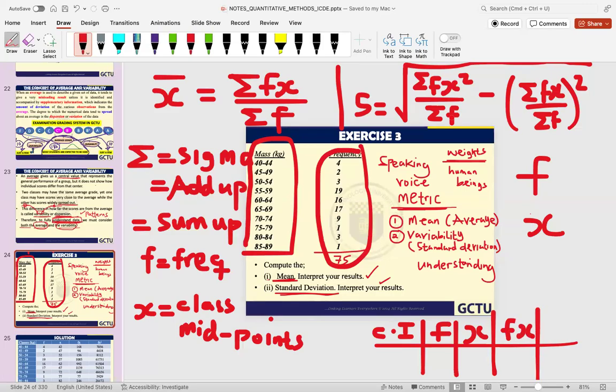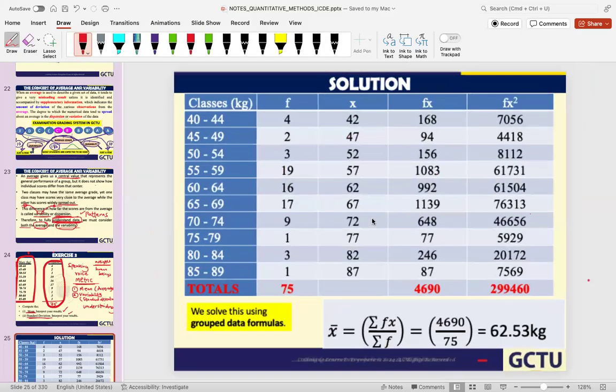And then we look at this formula too. I see f, we have done it already. I see f, we have done it already. I see fx again, we have done it already. But look at this one, we have fx squared. It's different from fx. It means pick this fx and then multiply it with this x to get your fx squared. And if you do that well, this is the table you are going to generate.